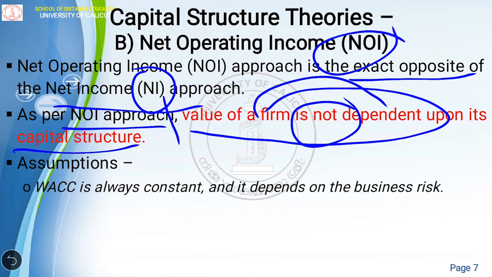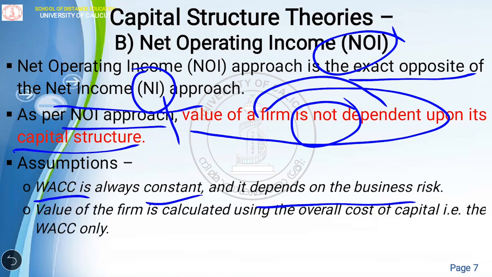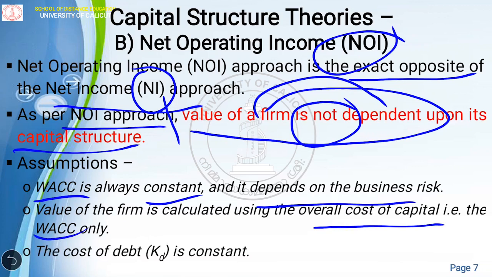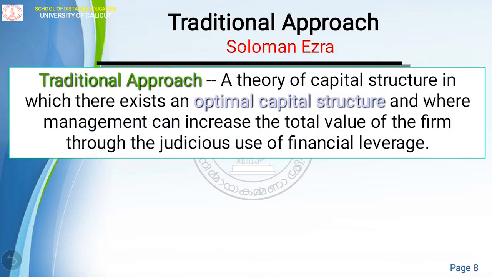So students, I request you to learn the assumptions and the core simple meaning of these laws or theories. Here Durand explains that the weighted average cost of capital is always constant and it depends on the business risk. Then the value of the firm is calculated using the overall cost of capital, that is the weighted average cost only. Then cost of debt is constant. Then corporate income tax does not exist.